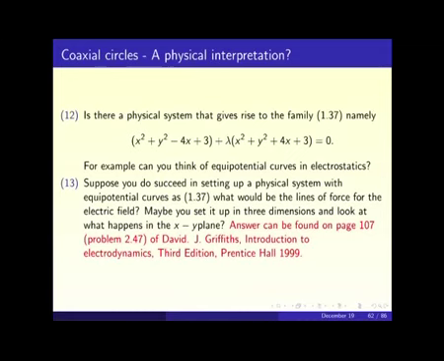Okay. So this is another example from electrostatics. So what are these examples showing you? They are showing you 2 families of curves. You have a family of blue circles, and a family of red circles. And the red curves and the blue curves meet each other at right angles.